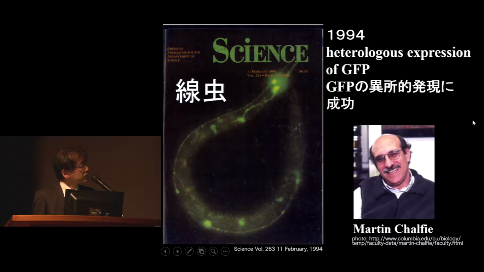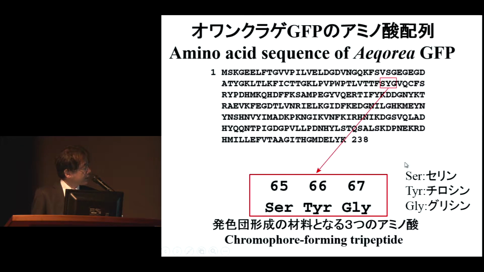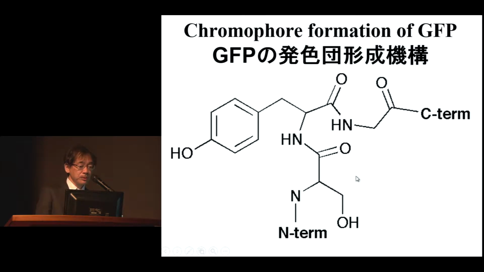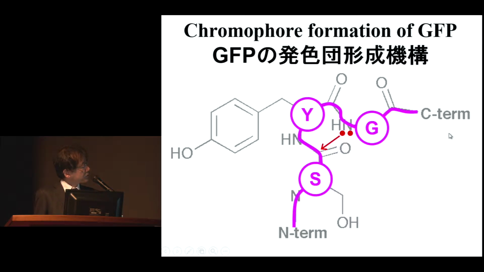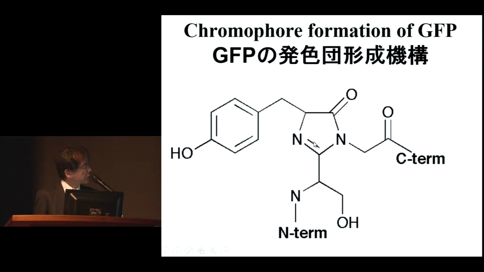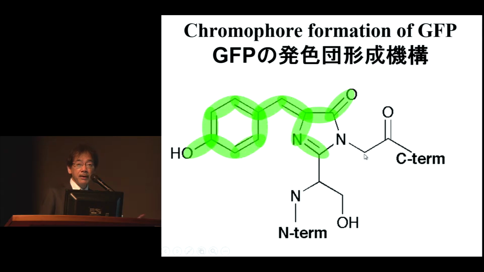The heterologous expression of GFP was achieved by Marty Chalfie at Columbia. Let's look at the primary structure of E. coli GFP: just a 238 amino acid peptide, and there is no chromophore in this peptide. But from these 3 amino acids, serine, tyrosine, and glycine, during the folding into a protein, 3 reactions occur spontaneously: cyclization, dehydration, and oxidation reactions, to make a pi conjugation structure. This is GFP's chromophore, which absorbs blue light.